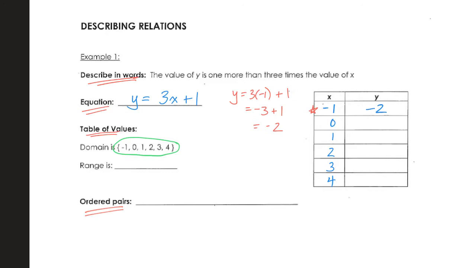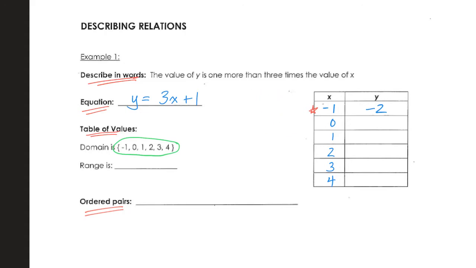But maybe some other people will use the description in words. That description says the value of y is 1 more than 3 times the value of x. Okay, so I'm going to do 3 times the value of x. Well, if x is -1, then 3 times the value of x is -3. And now it tells me that my value of y is 1 more than that. So 1 more than that gives me -2. It doesn't matter how you get to that y value. We can use the equation, or we can use our words. So I'm just going to get rid of all that red and green.